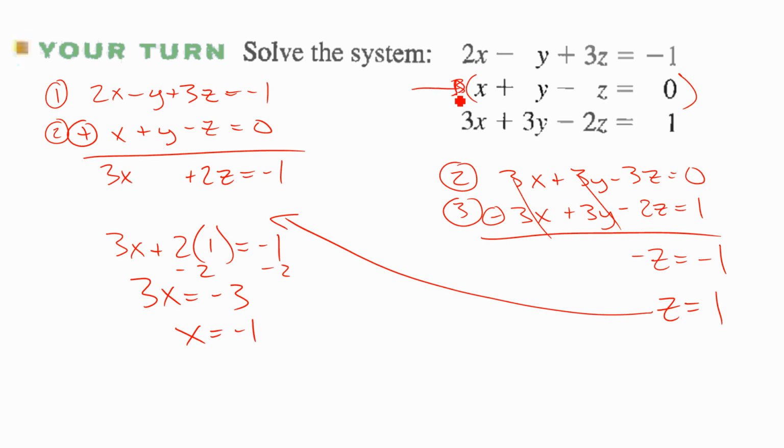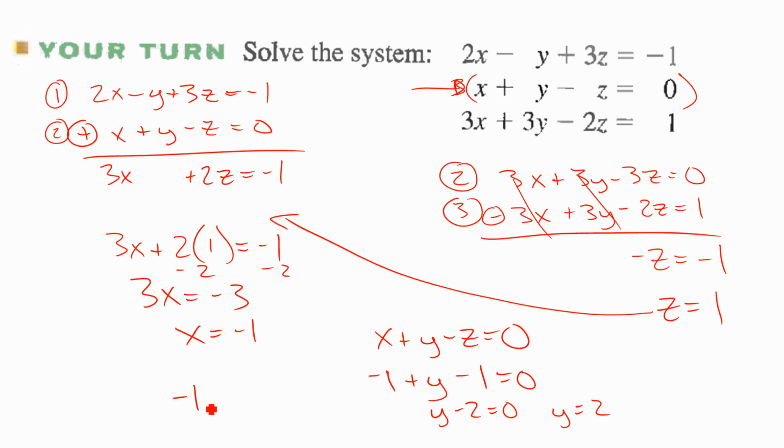Let's go back to the original. We'll go back to this one. x plus y minus z equals 0. So -1 plus y minus 1 equals 0. So that is y minus 2 equals 0. y equals 2. -1 from the x, 2, 1. All right, we will see you in class next time.